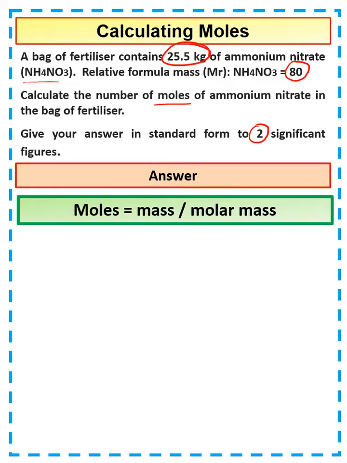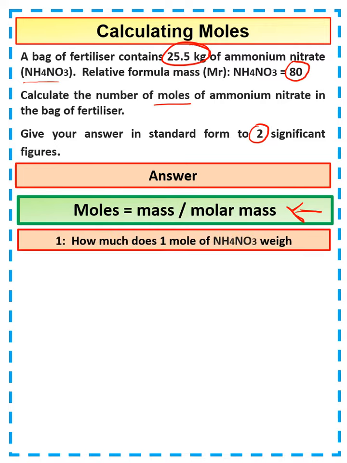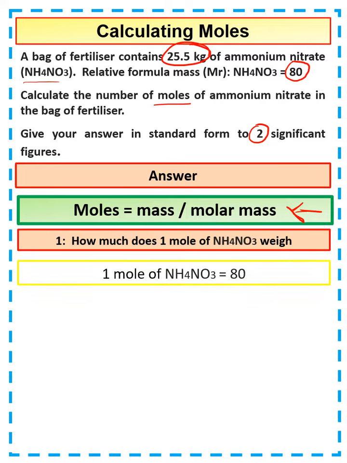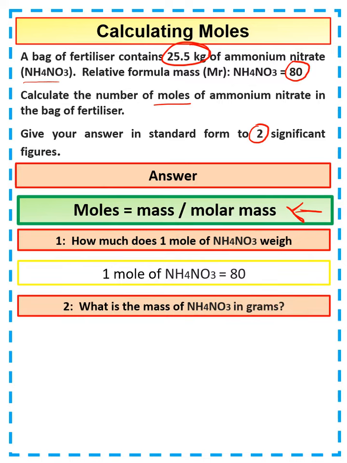To start off with, we need to remember our equation for moles. Moles equals mass over molar mass. We need to remember that, as it's not given to us in the exam. So we start off by looking at how much 1 mole of ammonium nitrate weighs. Then we need to work out what the mass of that is in grams. Then we're going to use our equation to calculate the number of moles.